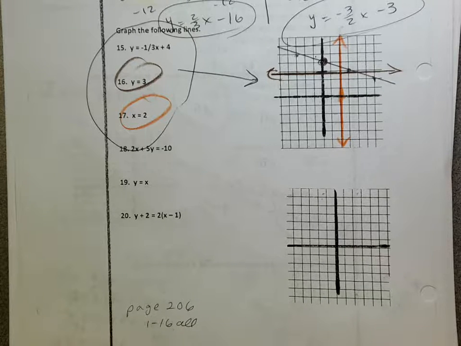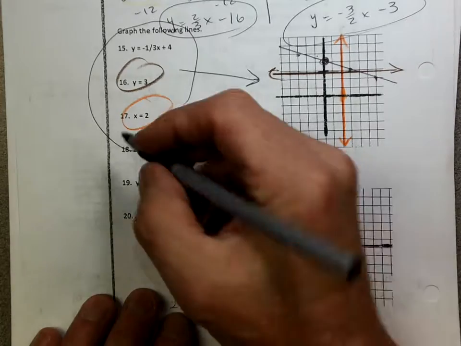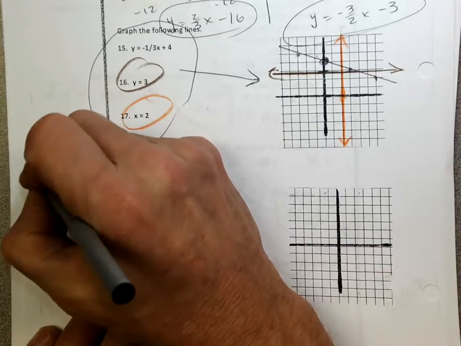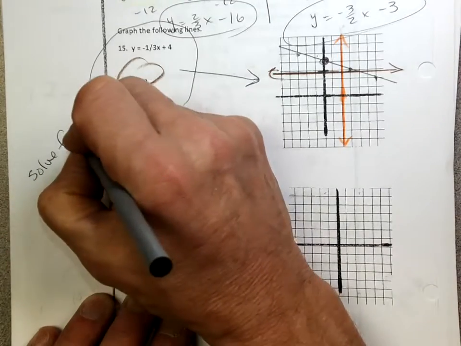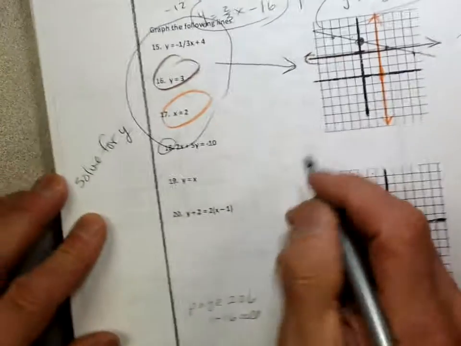Okay, now let's do 18. The only problem with 18 is it's not ready to graph yet. We've got to solve for y. So a little note on the side for 18. Let's solve for y first. So I'll do the work on the side.